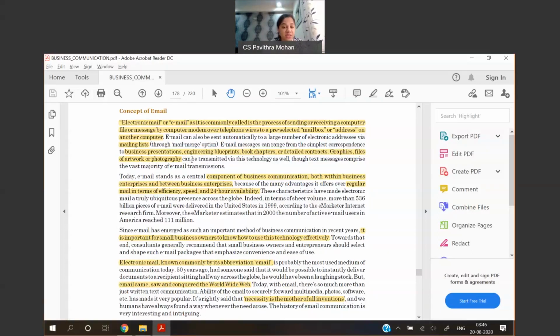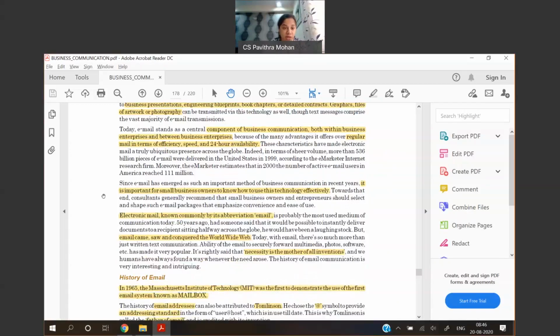I can send business presentations, engineering blueprints, book chapters or detailed contracts, graphics, files, figures, PDF, JPEG. All this information can be sent across with the help of email. This has helped a business to communicate with another business enterprise very efficiently by sending all the information in a timely method.